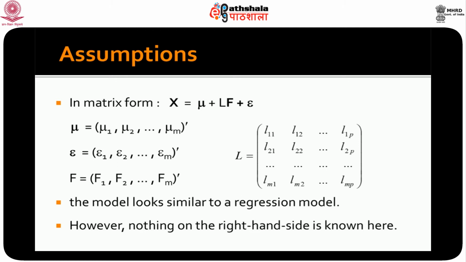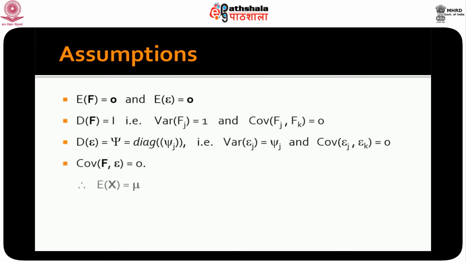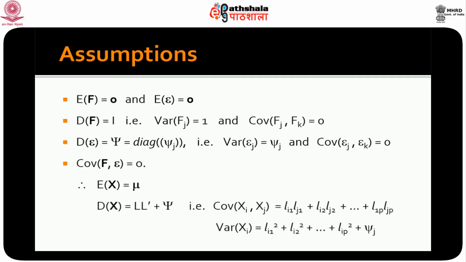So, we can write x1, x2, ..., xm as a vector x, which is given by the vector mu, given by mu1, mu2, ..., mu_m, and loadings are taken into a matrix L, and F again is a vector composed of f1, f2, ..., fp. Epsilon is an m-dimensional specific factor vector or an error vector. The first assumption that we make is that f and epsilon are independent of each other.